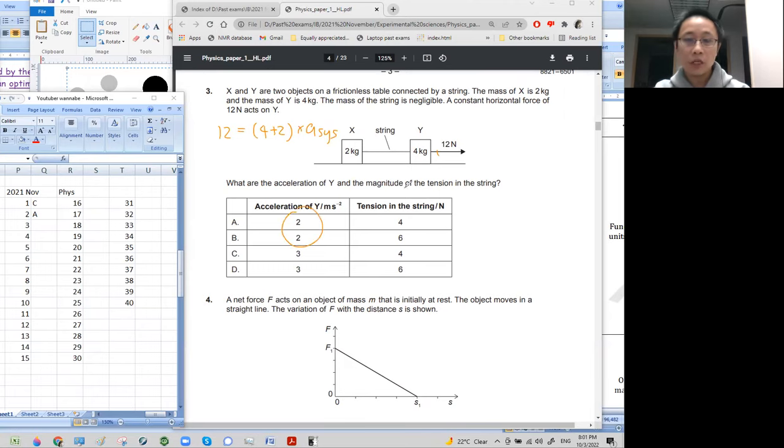The tension in the string, however, can be figured out two different ways. You can focus on either the tension acting on X, which is a forward tension. You can also focus on the backward tension acting on Y. If you decide to use X, then you'll just look at T equals, well, we're just using F equals ma on X.